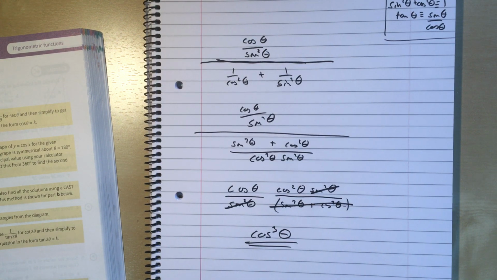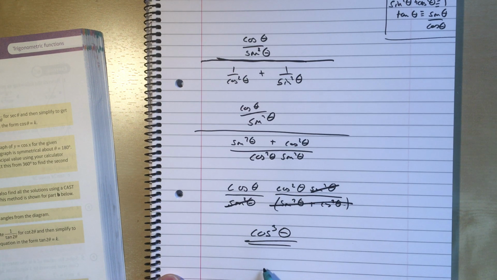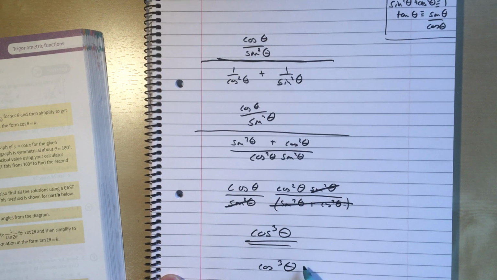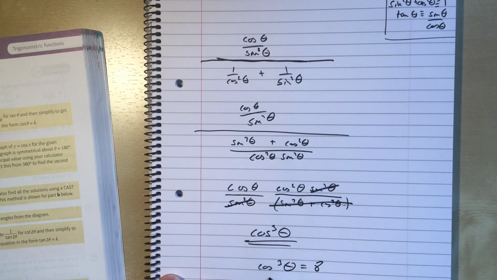Okay, so we're just doing exactly the same techniques as before, only we've got some extra things, sec, cosec and cot flying around. Since I've done half of example 7, let's just finish it off. Cos cubed theta equals 8 would mean that cos theta equals 2 if I cube root both sides.